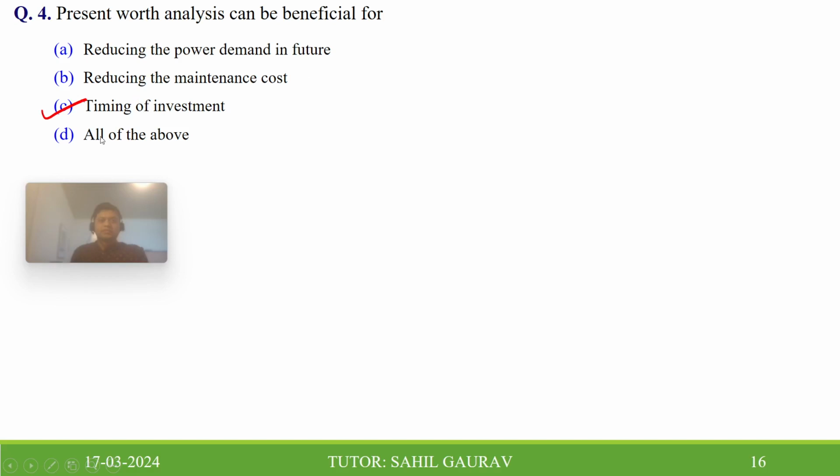Why? As I told you, this has nothing to do with any reduction of power demand or maintenance cost. We have to just decide whether we should invest right now or in future. If certain things are optional, it is not necessary to invest right now, you can invest in future also. If something is compulsory, then anyhow you have to invest right now. Otherwise you decide the correct time to invest. So this tells you the timing of investment. So C is the correct answer.